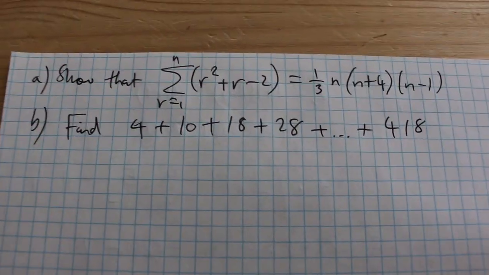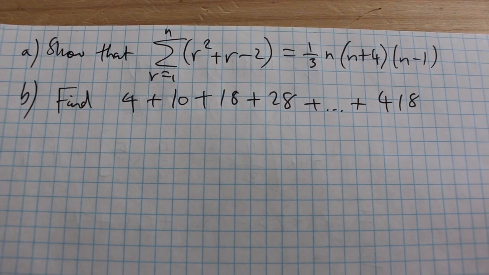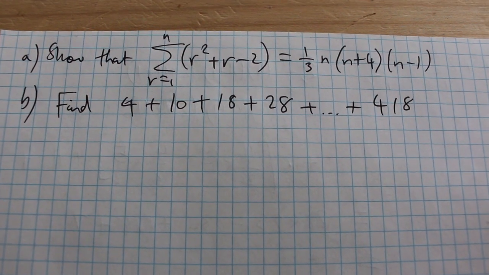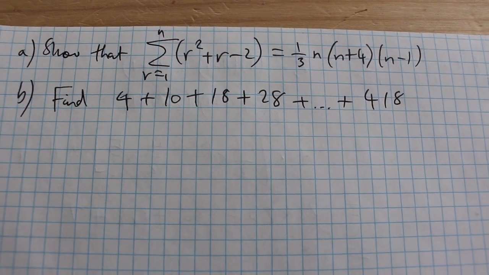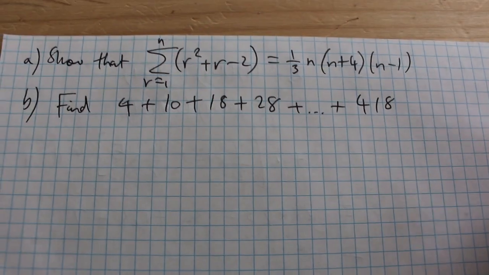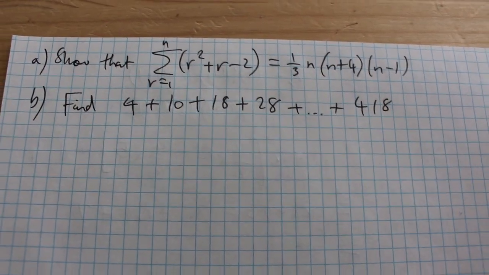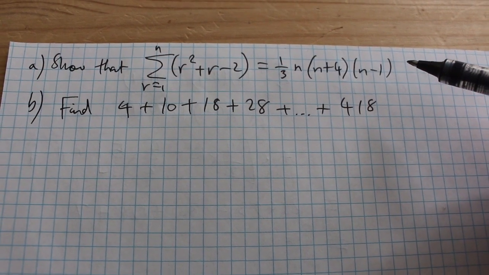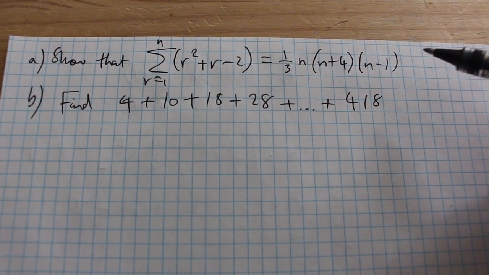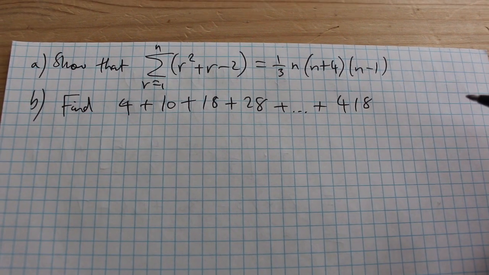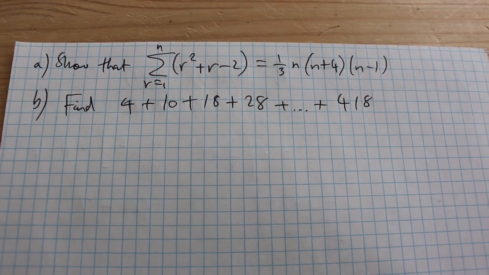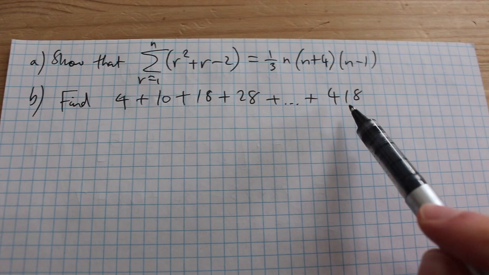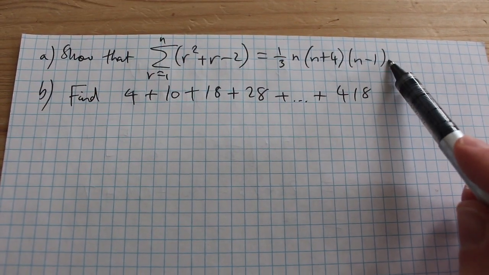In this example we're first going to work out the sum of r squared plus r minus 2 from r equals 1 to n. We need to show it's equal to this expression here in terms of n. The idea in this part is to use the standard results for the sum of r squared, the sum of r, and the sum of 1 in order to do this. Then in part B, we need to work out the sum of this series. Presumably this has some connection to part A.